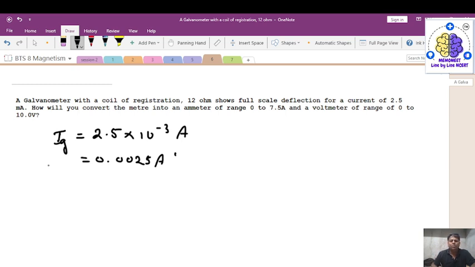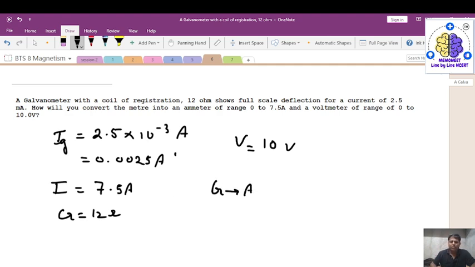Then, how will you convert the meter into an ammeter of range 0 to 7.5 ampere? So capital I will be taken as 7.5 ampere, right? And a voltmeter of range 0 to 10 volt, so we will take V as 10 volts, right? And the galvanometer has a resistance of 12 ohms. So we can say that G is equal to 12 ohm.